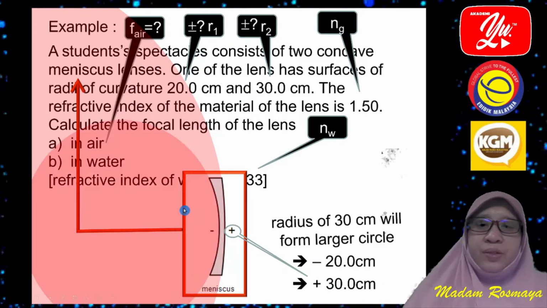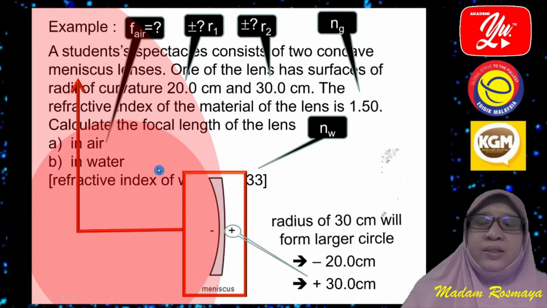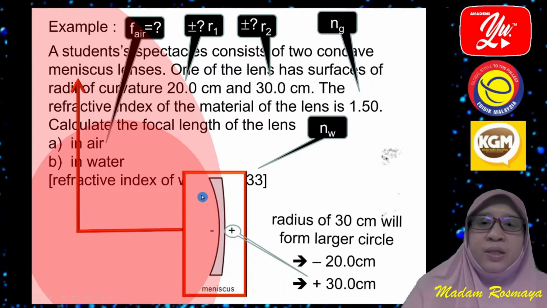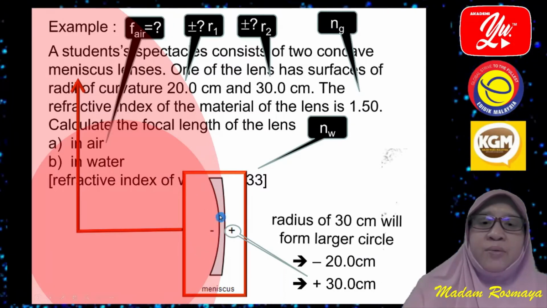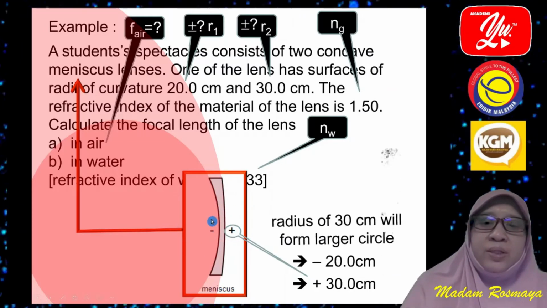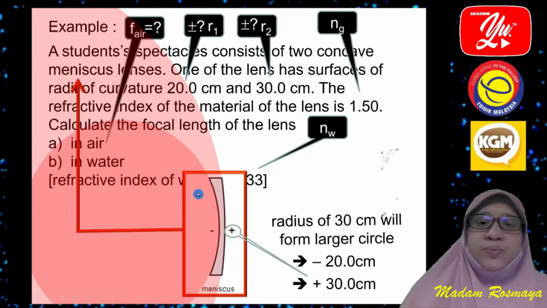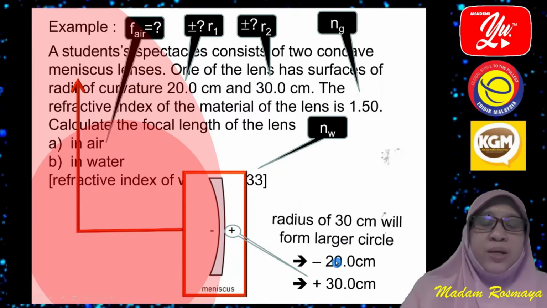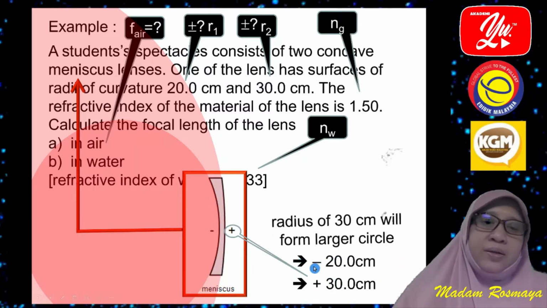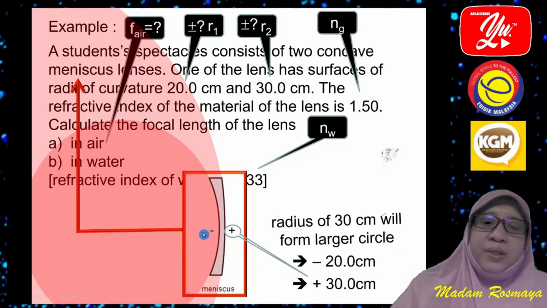So here again, drawn again, the circle made by the R1. We assume this is R1. The bigger one is R2. So this is how to determine the sign for R1 and R2, and which one, 20 cm or 30 cm, is R1 and R2.